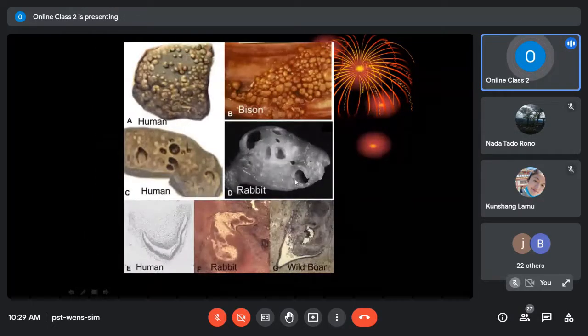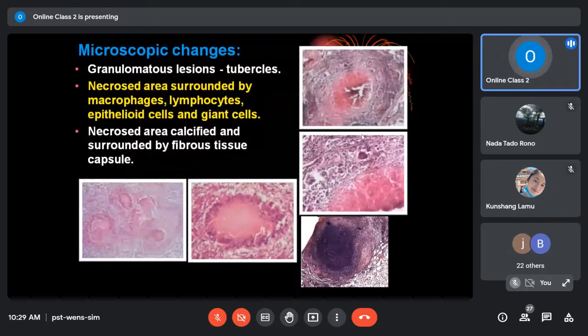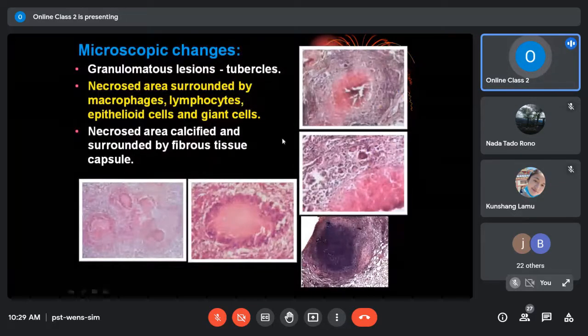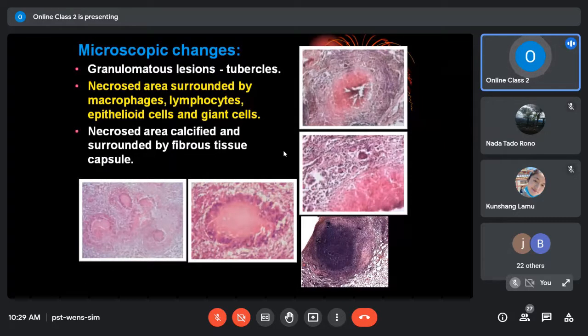So these are some more pictures of these tubercular nodules in different parts on different animals. And microscopically, this is very important, and we have already discussed it in granulomatous inflammation also. So we call them a granuloma, the common terminology to show the TB lesions, microscopical TB lesions, right?